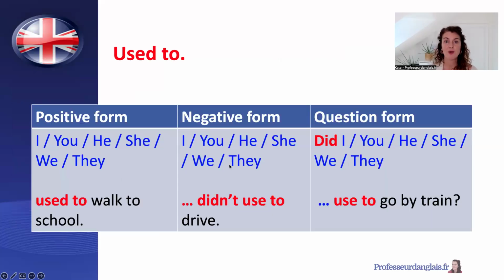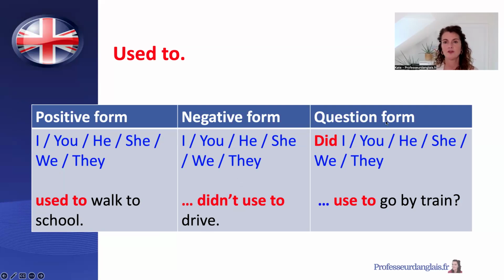Okay, how do we put this modal verb phrase together in a sentence? So let's have a look at the positive form. We start with the subject. We use used to. Walk is the verb, to school. So I used to walk to school. She used to walk to school. In the negative form, we start with the subject, then we use didn't used to, and the verb drive in this instance. So you didn't used to drive, we didn't used to drive.